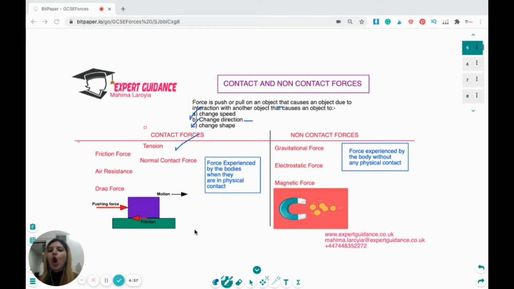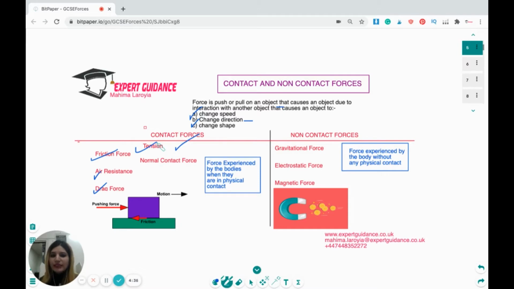Now let's see what are contact and non-contact forces. Contact forces are the forces experienced by a body when there's physical contact, like friction. How does friction happen? When two objects are in close contact with each other. The air resistance, drag force, and tension are all contact forces.